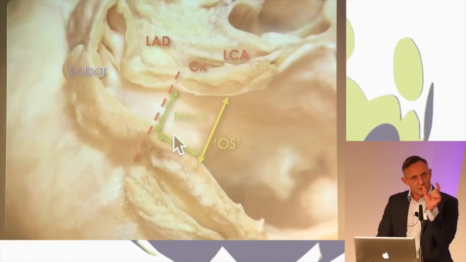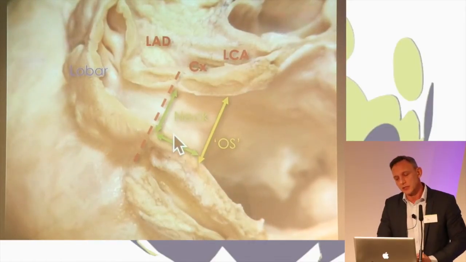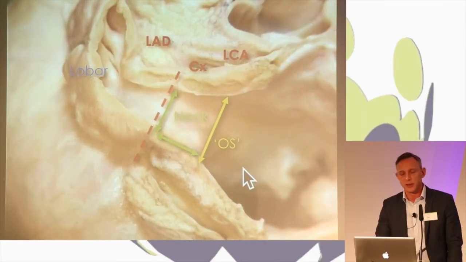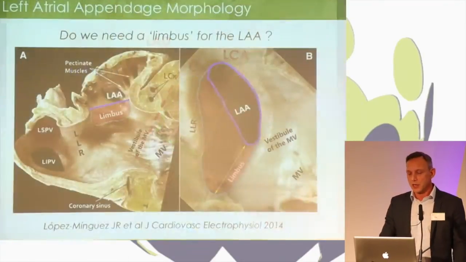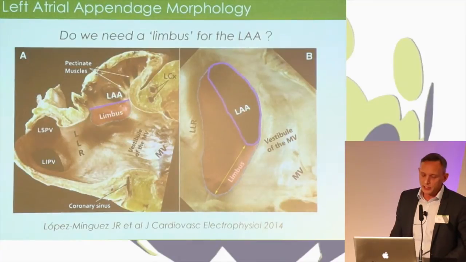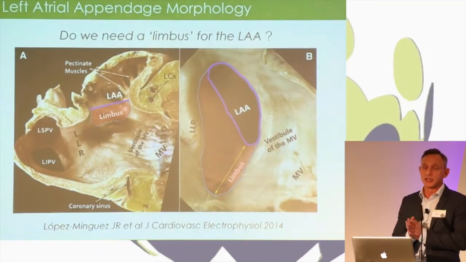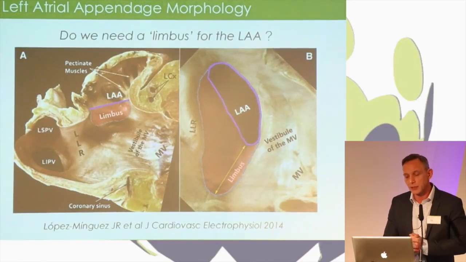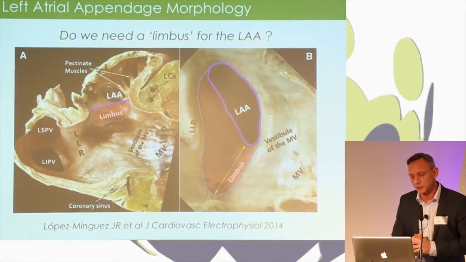So the neck itself can vary in its length. This is a fairly long distance between the os and the narrowest tubular region. One thing that's been mentioned in a couple of studies is the limbus of the left atrial appendage. I think it may be useful in some circumstances.